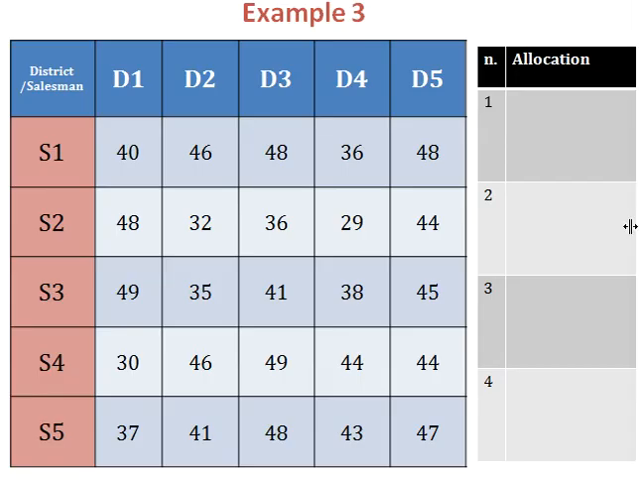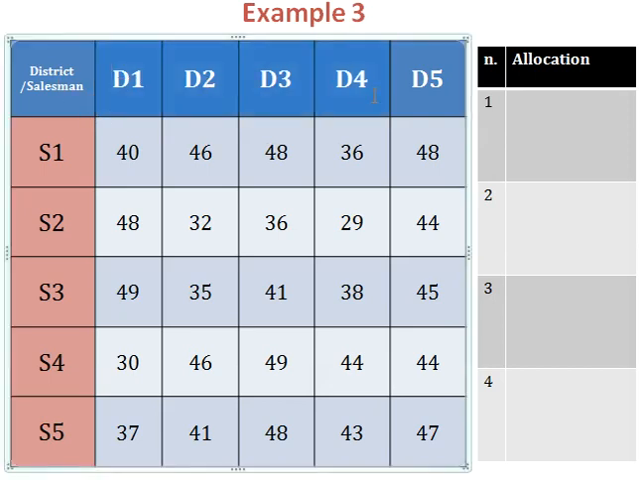As you can see, a problem is given with the given data. These are the different districts and these are the different salespersons. These are the profits that can be obtained by a salesperson for a particular district. Say salesman one has obtained, and these values are assumed to be in thousands, a revenue of 40,000 in district one. Likewise, these are the profit values obtained by each salesman district-wise.